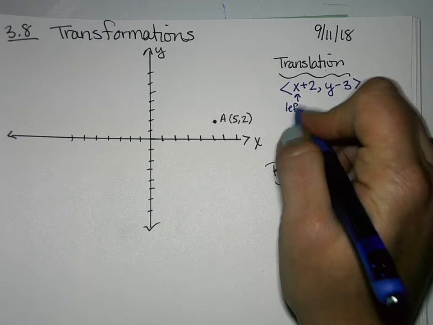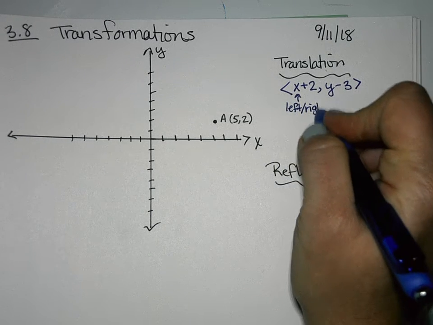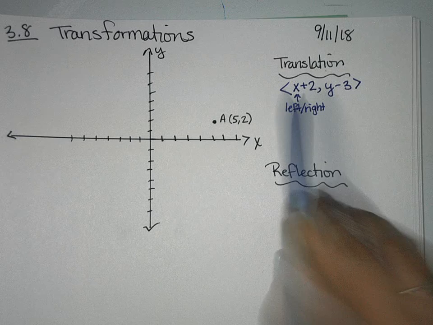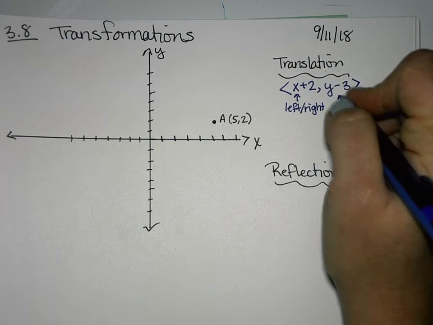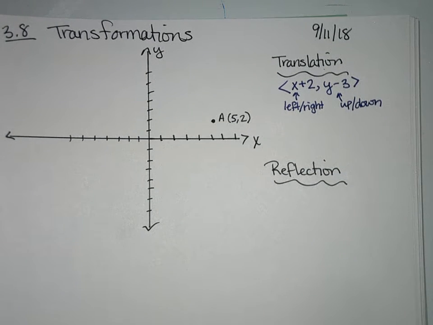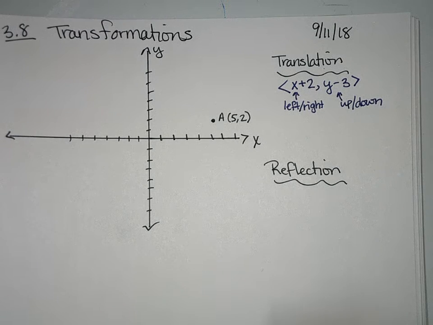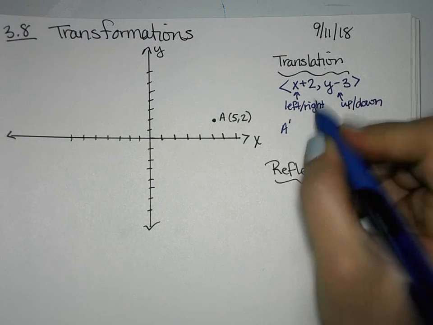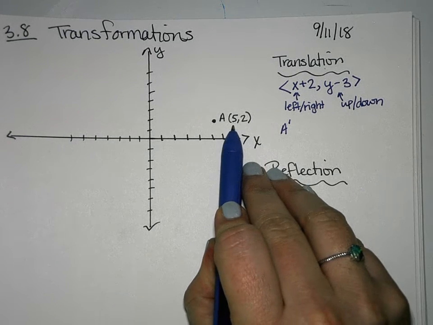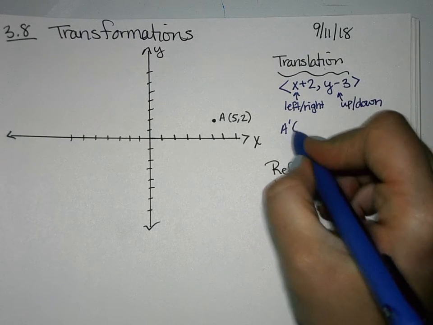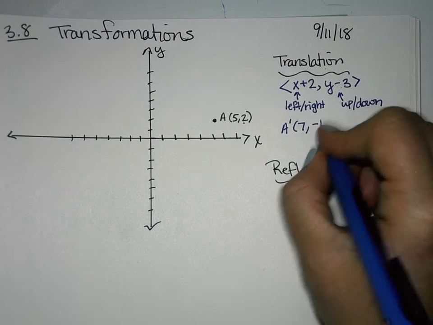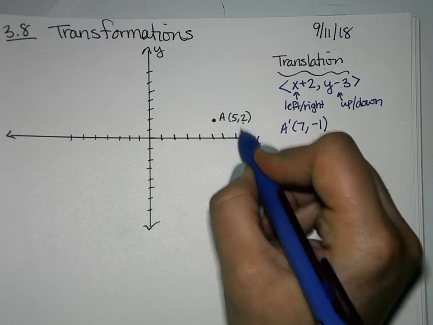This is going to shift it left or right, depending on if it's positive or negative. So if this was a minus, we'd be shifting to the left. Since it's a plus, we're going to shift it to the right. Whatever's here is going to shift it up or down. If it's positive, we're going to shift up. If it's negative, we're going to shift down. So if we wanted to find what's called A prime, which means our translated point, we would take 5, our original, and add 2 to it to get 7. And we would take 2, our y value, and subtract 3 from it to get negative 1. That would be our translated point.